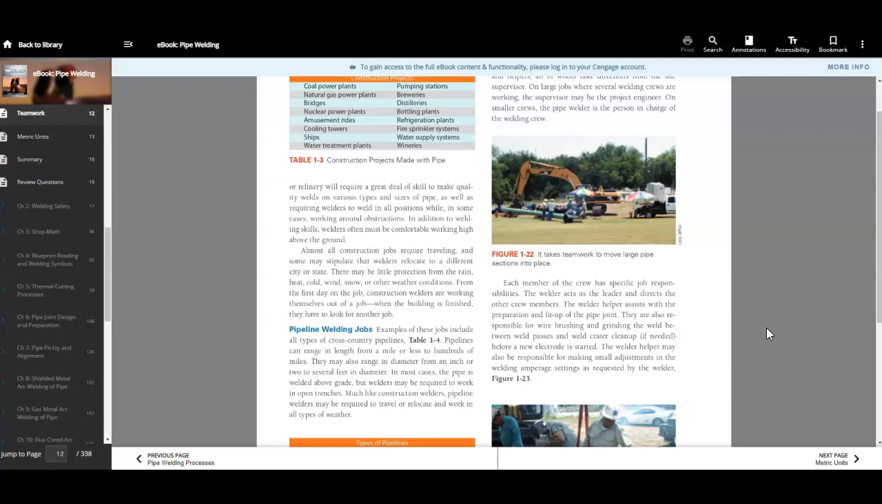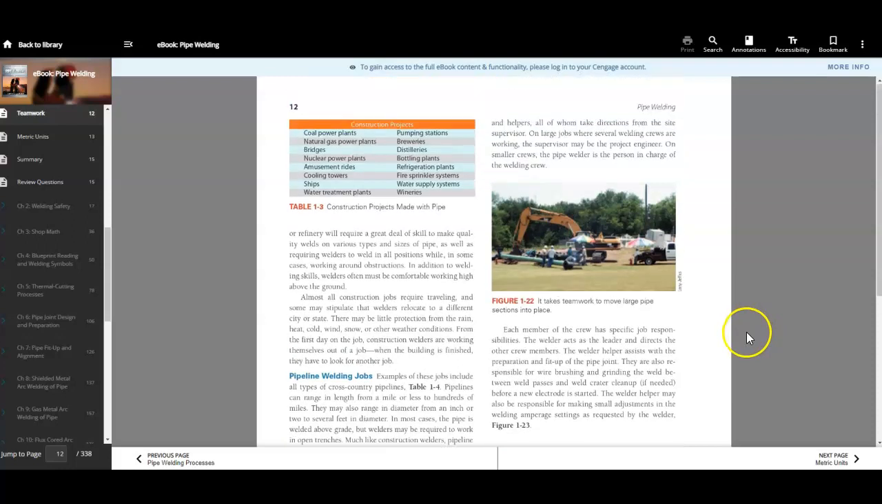Pipeline welding jobs. Examples of these jobs include all types of cross-country pipelines. Table 1-4. Pipelines can range in length from a mile or less to hundreds of miles. They may also range in diameter from an inch or two to several feet in diameter. In most cases, the pipe is welded above ground or above grade, but welders may be required to work in open trenches. Much like construction welders, pipeline welders may be required to travel or relocate and work in all types of weather.